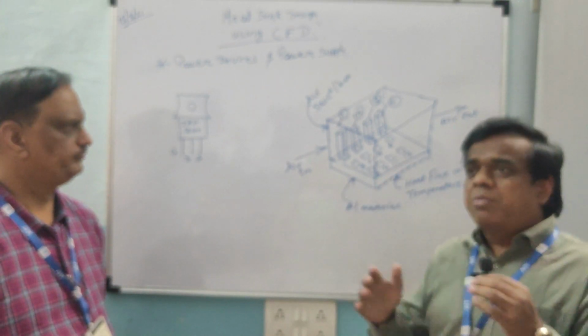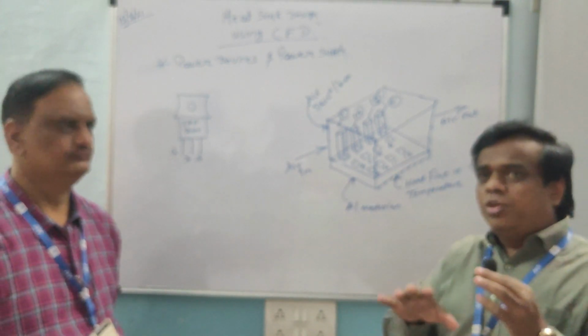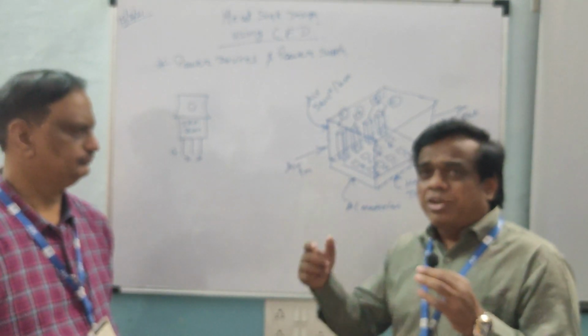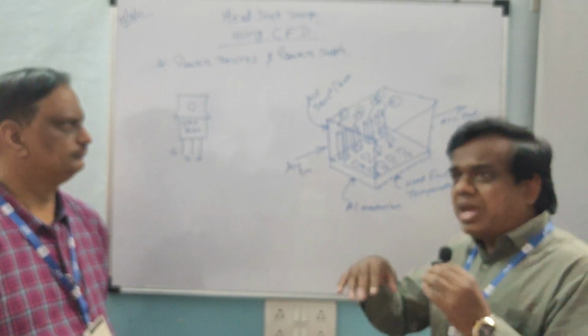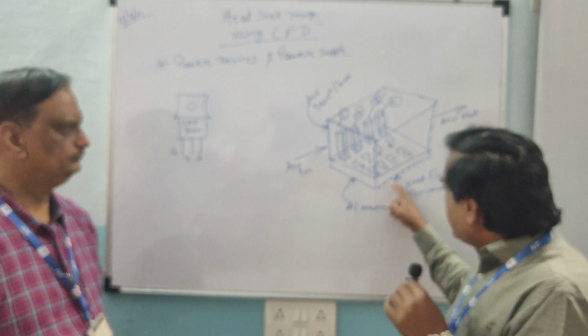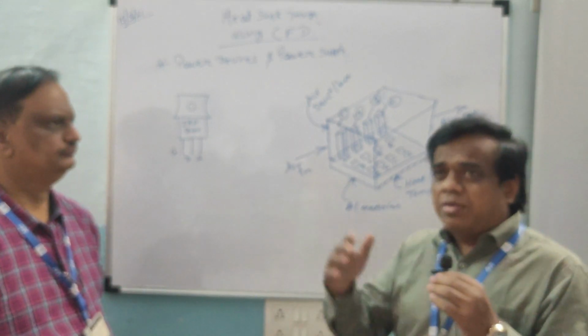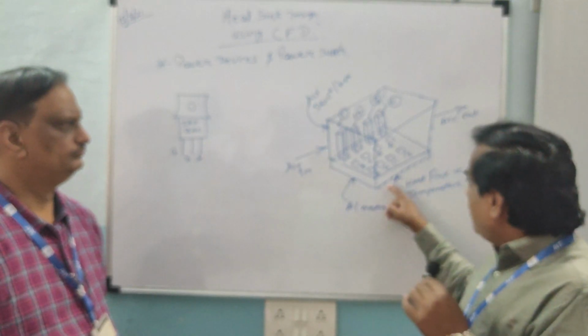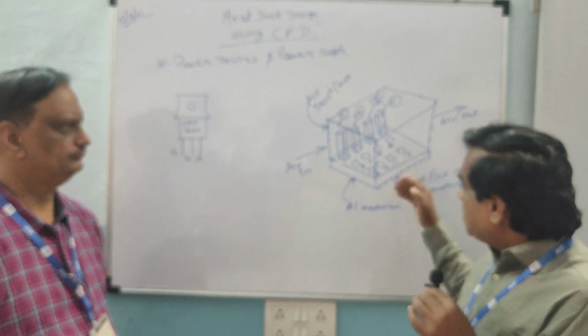Heat flux is watt per meter square. If you know the area and how many watts are generated by the particular component, then you can convert it into heat flux, that is watt per meter square, and give that as a boundary condition also. But for our introductory problem, we have fixed the temperature.